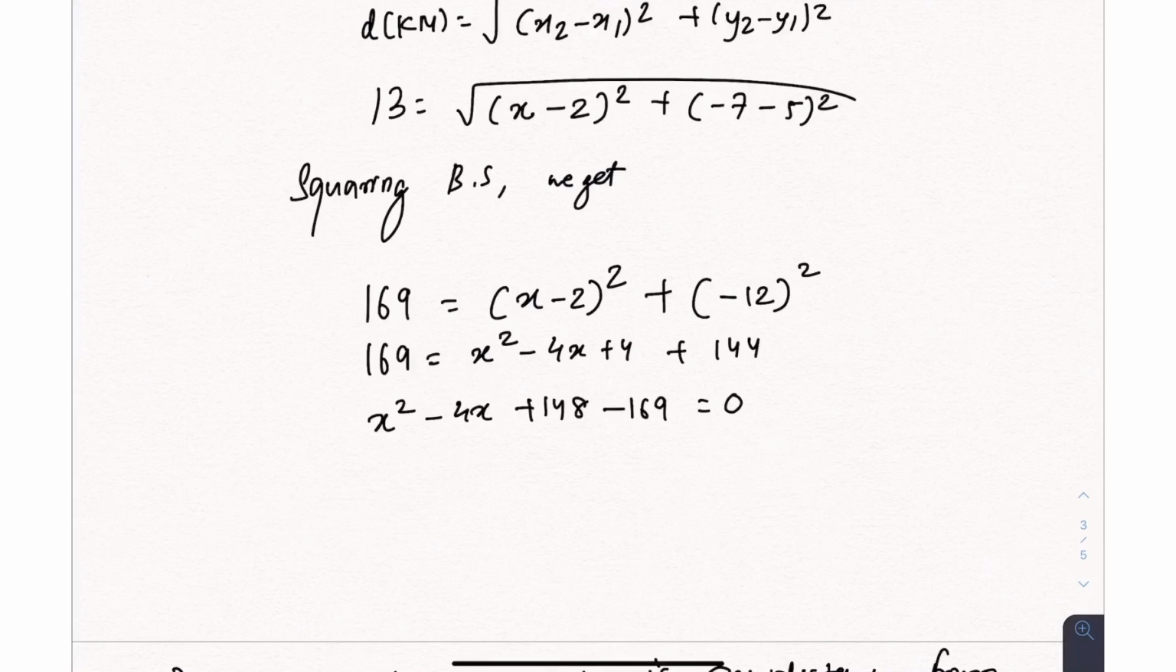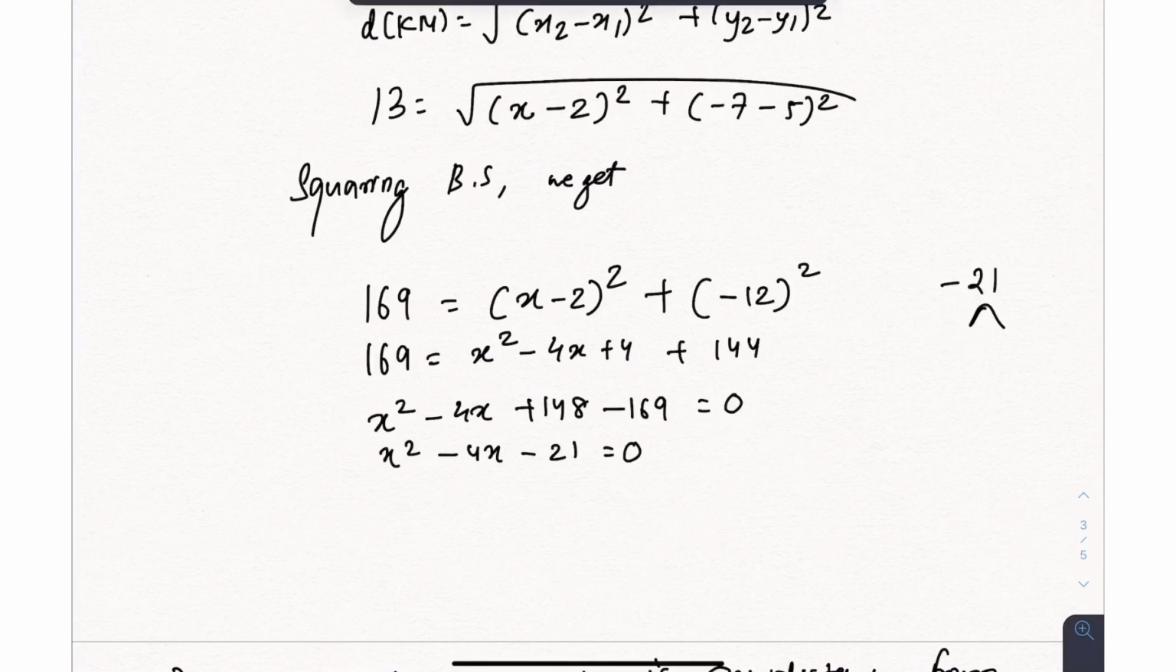When we subtract 169, because 148 is positive and 169 is negative, whenever we have plus and minus, we have to do subtraction. After subtracting, we get x square minus 4x minus 21 is equal to 0. Now we have to find factors of minus 21 in such a way that when we add these two numbers we get minus 4, and when we multiply we get minus 21.